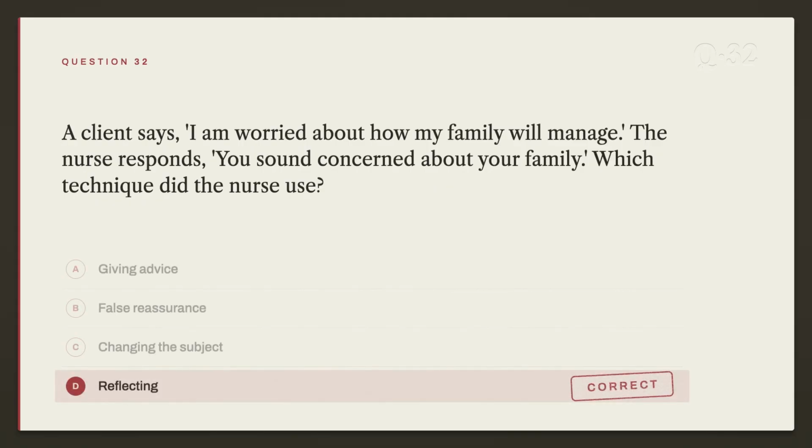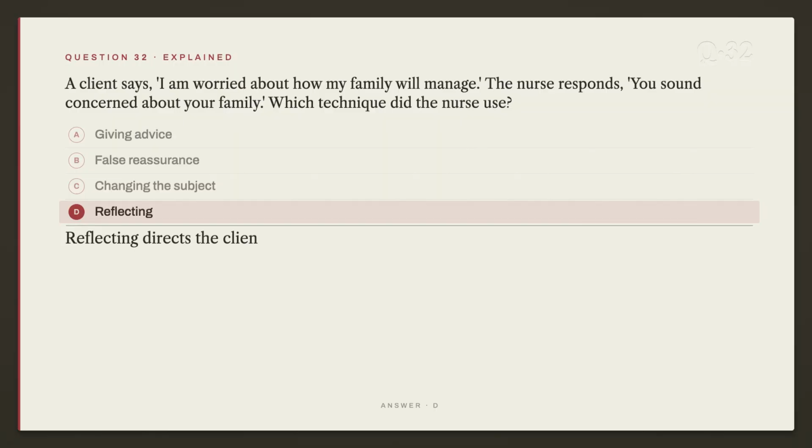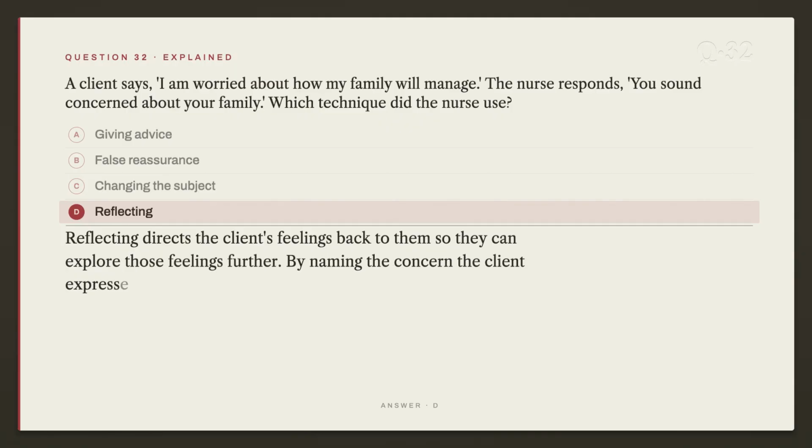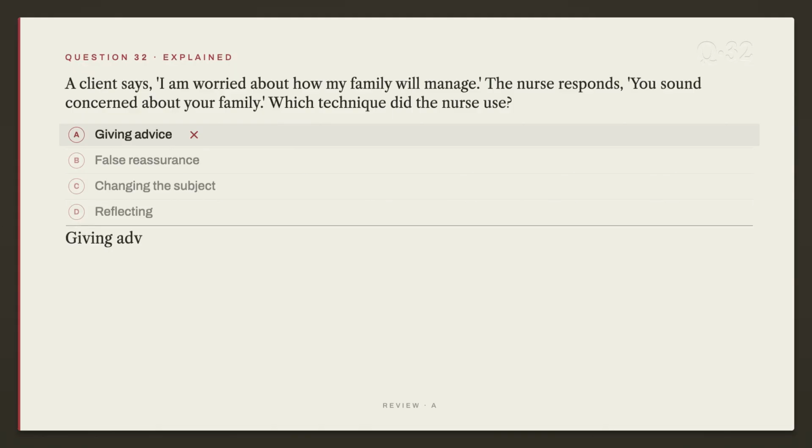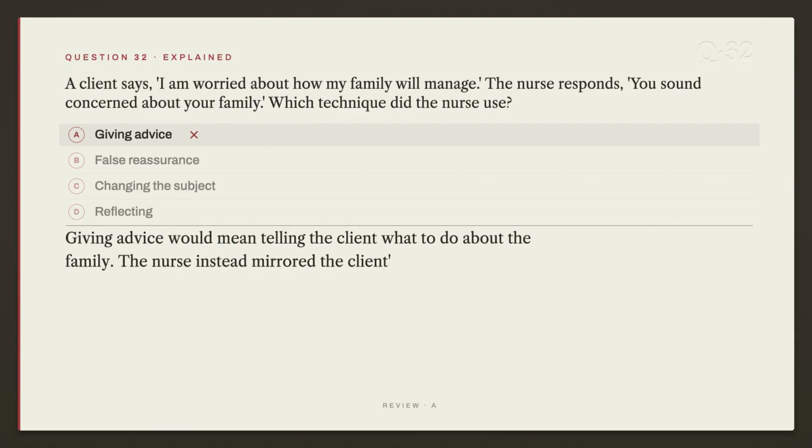The correct answer is D. Reflecting. D is correct because reflecting directs the client's feelings back to them so they can explore those feelings further. By naming the concern the client expressed, the nurse used the reflecting technique. A is wrong because giving advice would mean telling the client what to do about the family. The nurse instead mirrored the client's feeling, which is reflecting rather than giving advice.